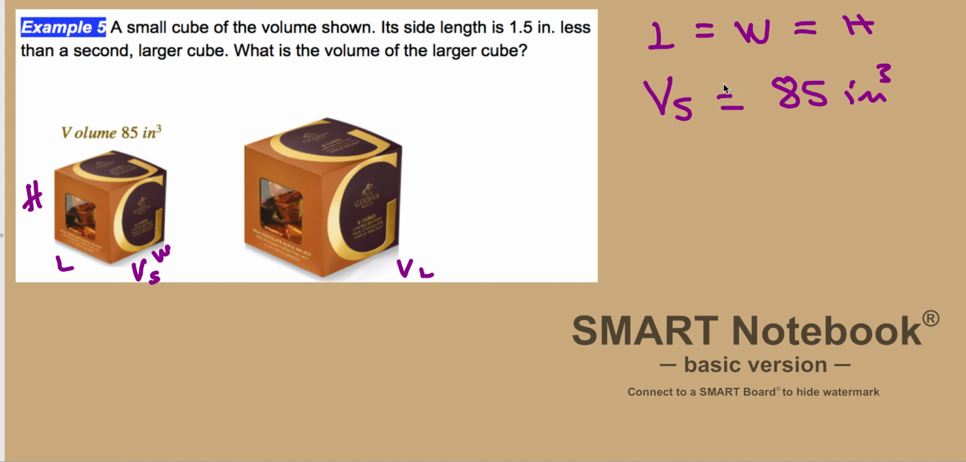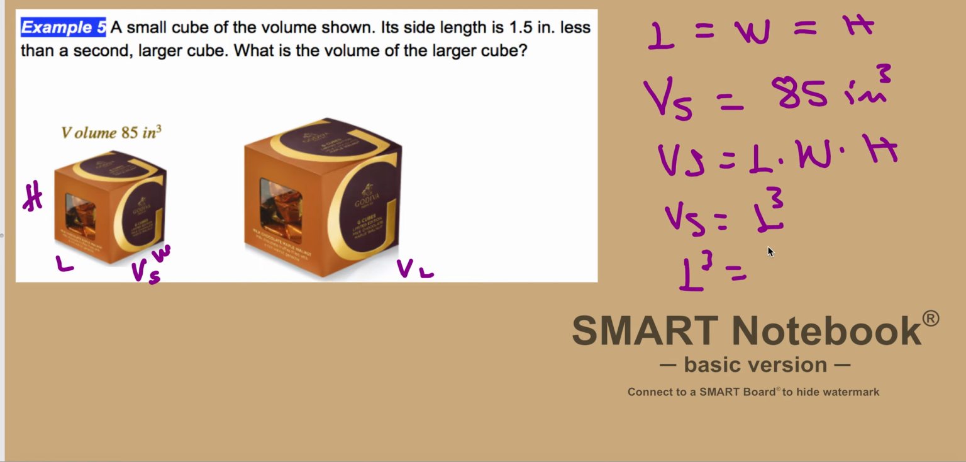Now, because L is equal to W and H, Vs is equal to L times W times H. Because all of them are the same, Vs is equal to L cubed. Imagine that instead of W, I'm plugging in L, and instead of H, I'm plugging in L. L times L times L is L cubed.